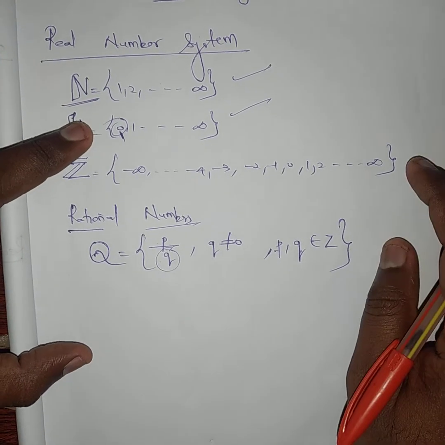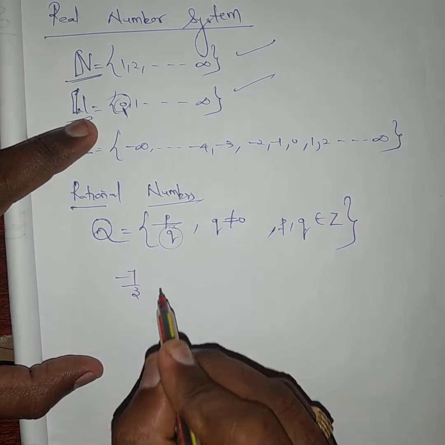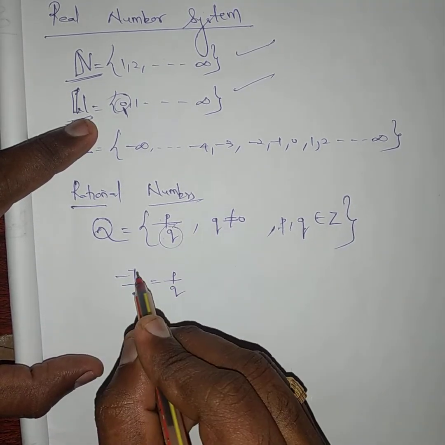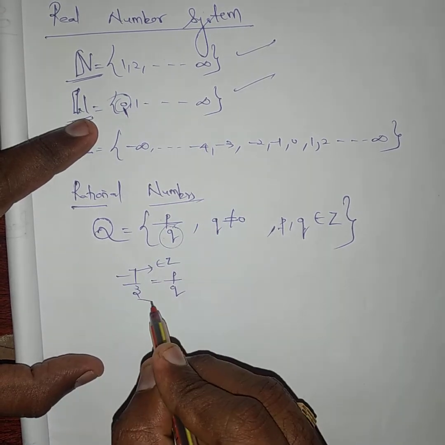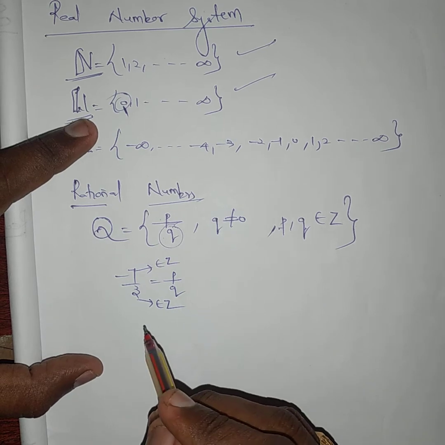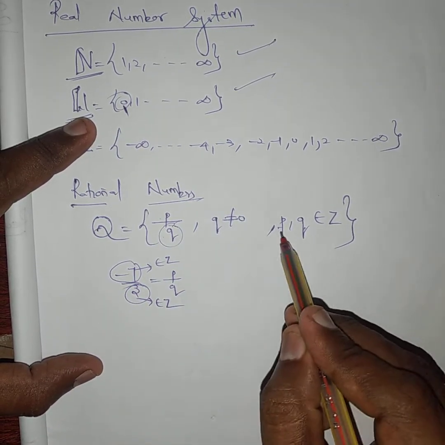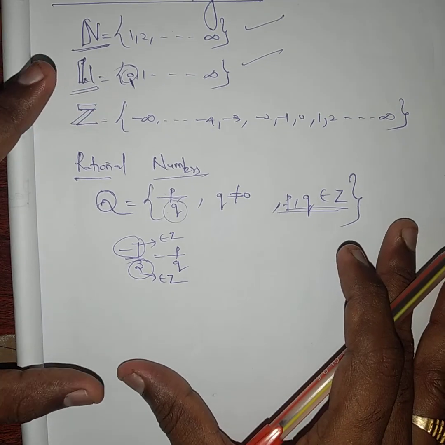For example, I am going to give some examples for rational numbers. Minus 7 by 3. This is nothing but P by Q form. This 7 belongs to Z and 3 belongs to Z. So, P by Q form, minus 7 by 3, is a rational number. This is called a negative integer, this is called a positive integer. I have commonly written Z, that is nothing but integers.